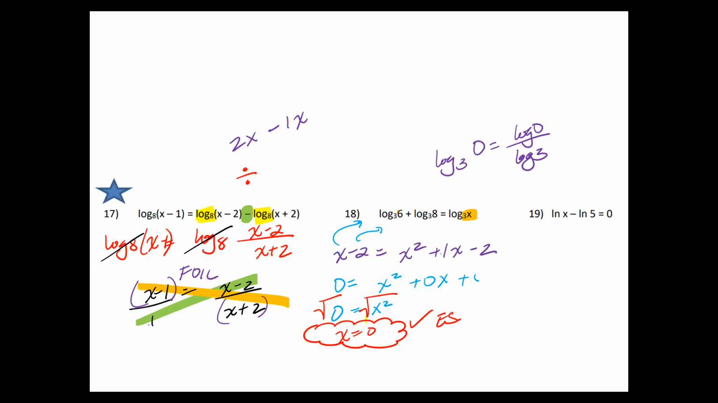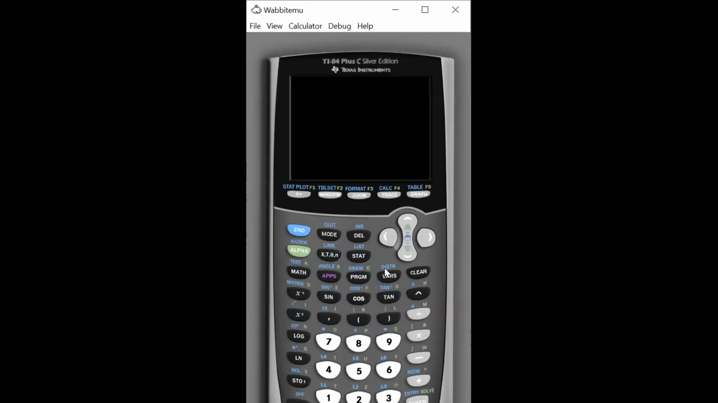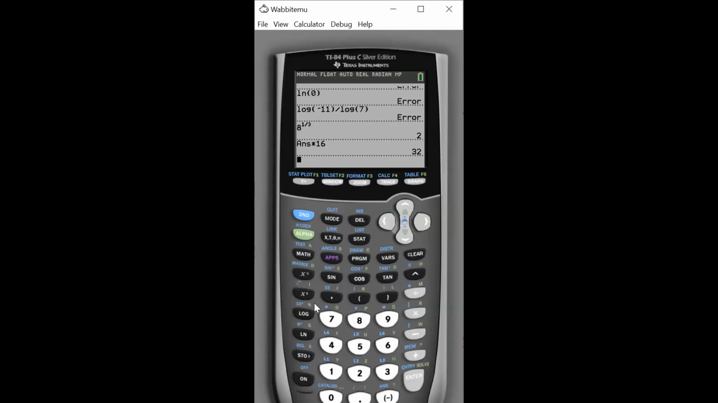So I'm going to go ahead and check with my calculator as well. So here's my calculator, and let's go ahead and turn that on. And so you're just going to type in log 0 divided by log 3. And guess what? You get an error. So it is not going to work. But it's always nice to check just to verify that answer to see if indeed it worked or not, or in this situation, definitely a big no-no because it didn't work.